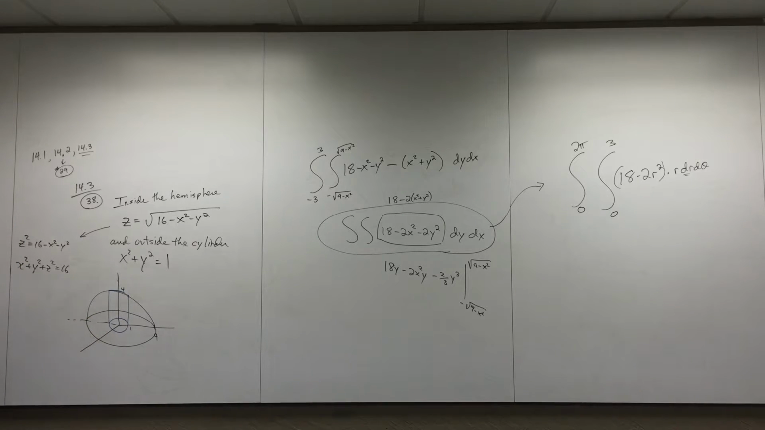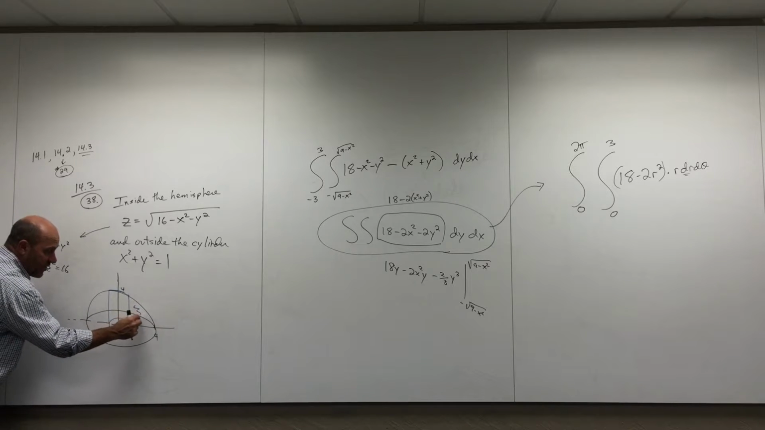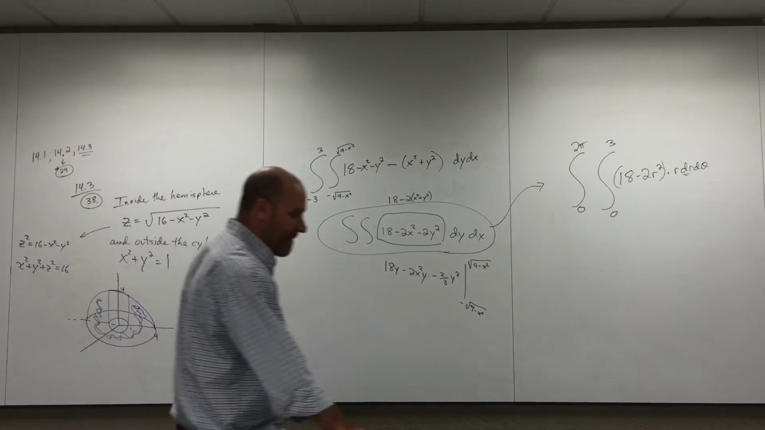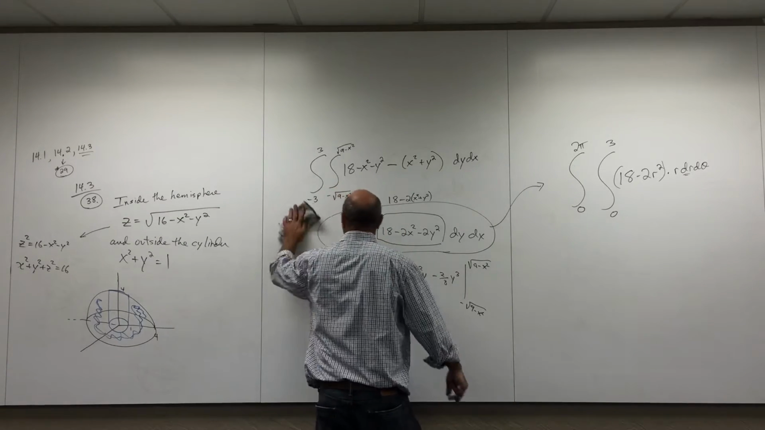But what is the volume they wanted? They wanted the volume inside the hemisphere, but outside the cylinder. So not in that cylinder, but all this volume out here. Whew. All right, maybe I can do that. Here I go. I think I'll set up a double integral.